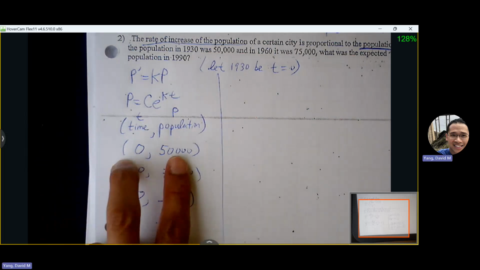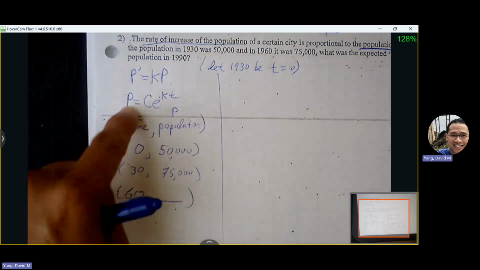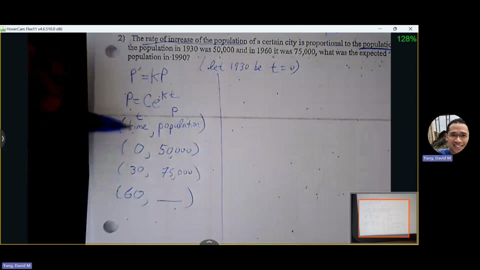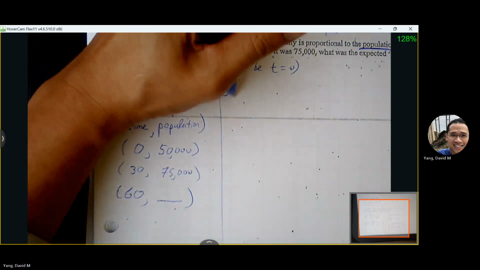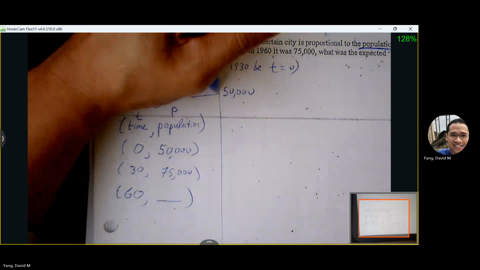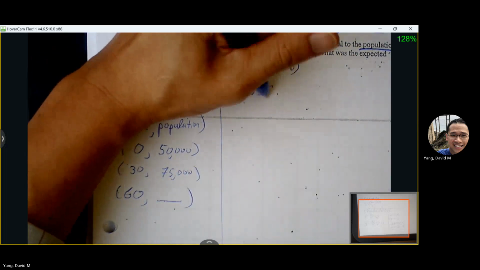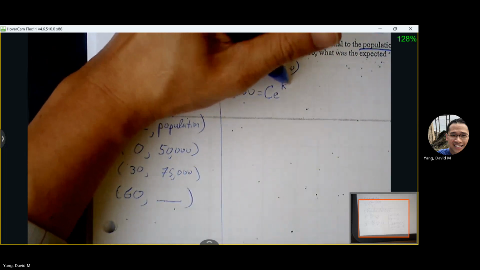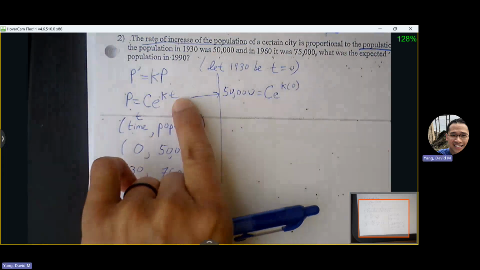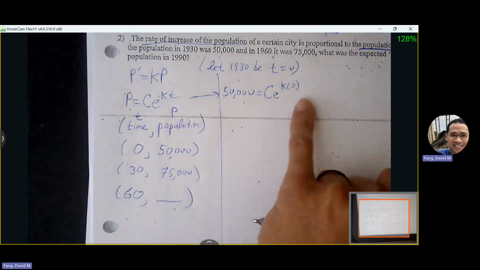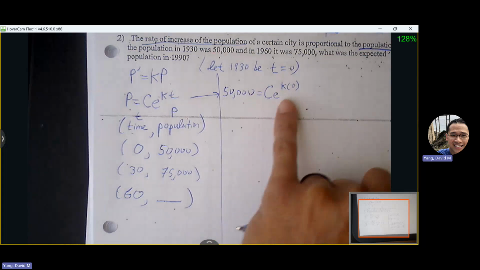So I'm going to plug 0, 50,000 in for my original equation. So 0 goes in for T, 50,000 goes in for P. Let's see what we get. So I'm just replacing T with 0 and P with 50,000. Okay, let's see if we can find one of these missing variables here.